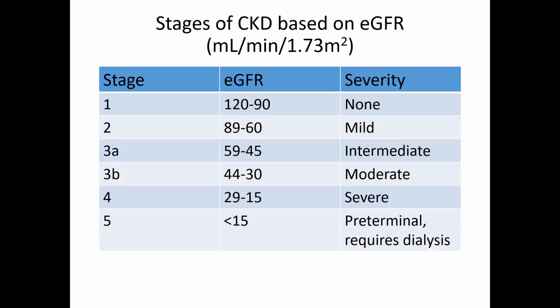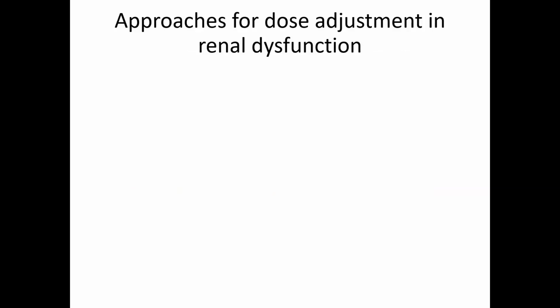Okay, so this is already estimated: normal is 90 to 120 estimated GFR, then mild CKD, moderate, and severe. So this is okay. Now the approaches. Once you have determined, based on the serum creatinine, whether it is CKD, mild, moderate or severe, the next thing is to calculate the appropriate dose in this patient.